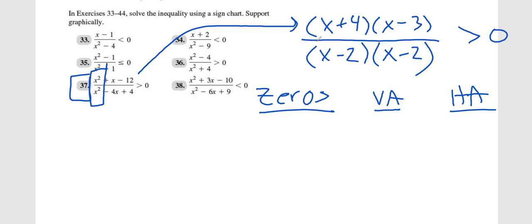Zeros come from the top. I look at the x plus 4 and the x minus 3. You set each one of those equal to 0, and that'll tell me what the zeros are. Yeah, x equals -4 and positive 3. So those are my x-intercepts. How about my vertical asymptote? There's only one here. That comes from the bottom. Equals 2.